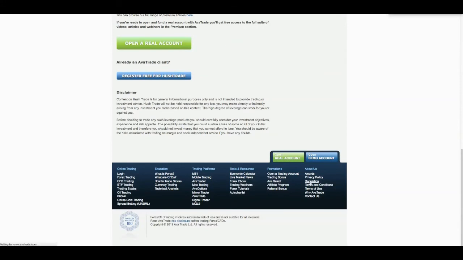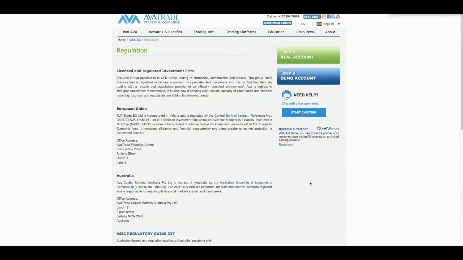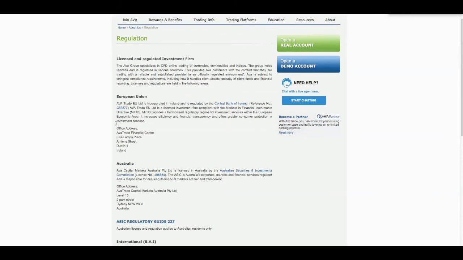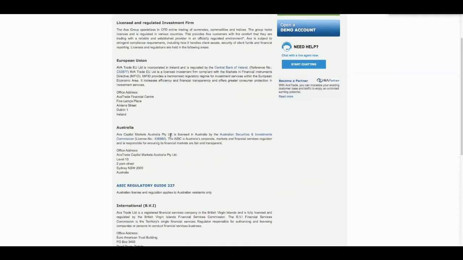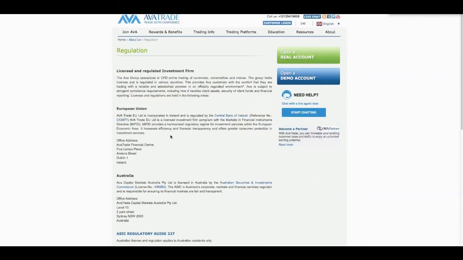To find out more about the security, reliability and regulation that AvaTrade offer, you can look at that through the regulation page. Bear in mind that AvaTrade are based and headquartered out of Dublin, but have offices across the globe, including in Milan and Tokyo too. To get in touch with AvaTrade, there's a number of ways you can do that. You can chat live anytime, day or night, or you can phone AvaTrade or email them too.